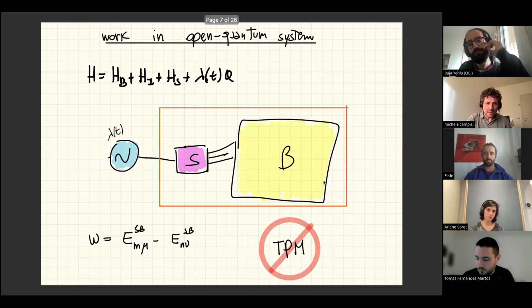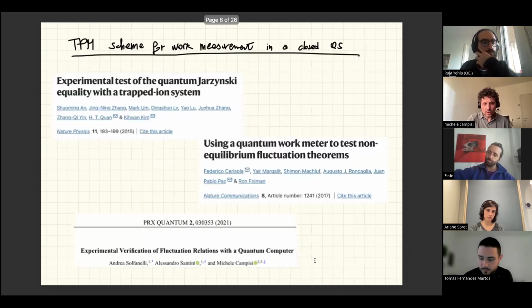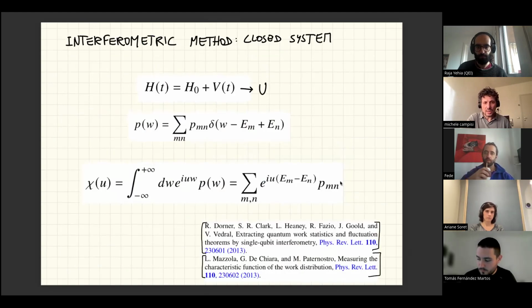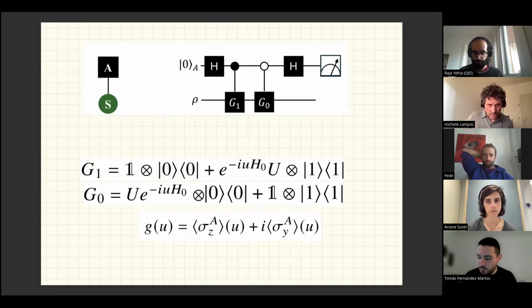These PMN are the transition probabilities that I introduced earlier. No, sorry. Those PMN are this object here, the joint probability, so the product of the transition probability times the initial populations. Okay, that's what the interferometric method allows you to measure. So it allows you to get this, and once you have this, you do the inverse Fourier transform and reconstruct the work probability distribution. Okay, just very briefly, I want to sketch how this works.